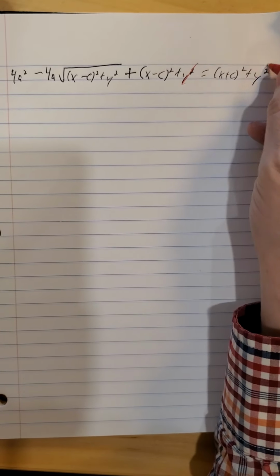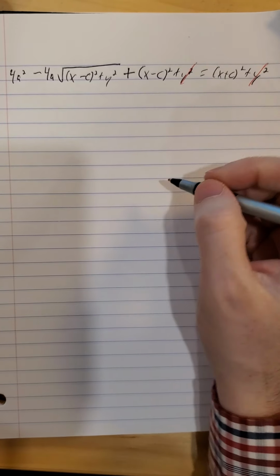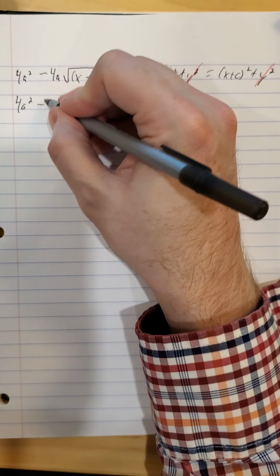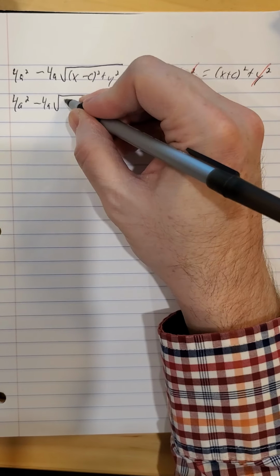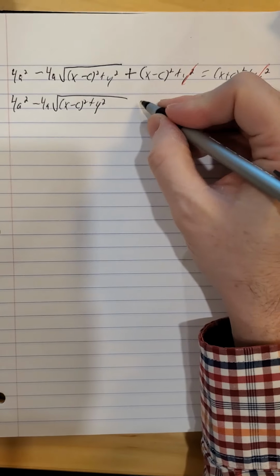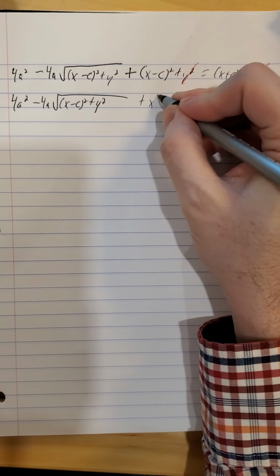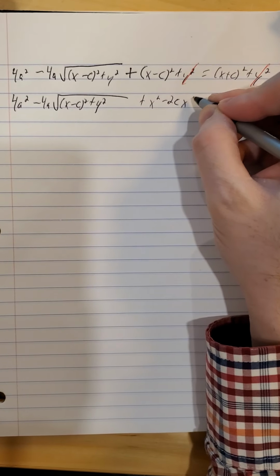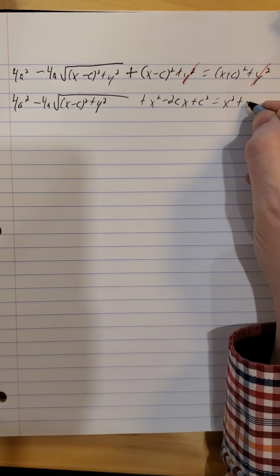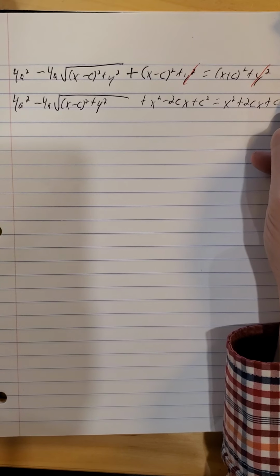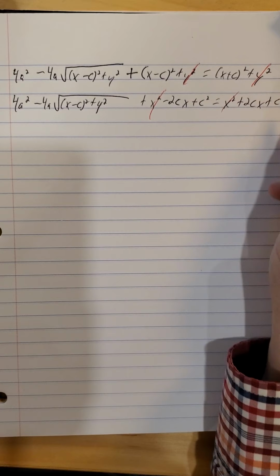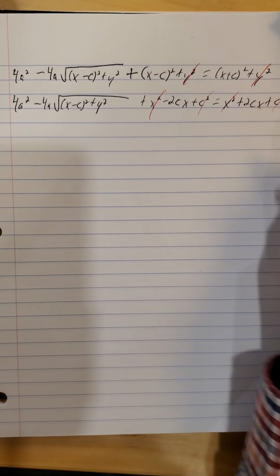Also, I notice I have a y squared on both sides. So we have 4a squared minus 4a times our square root, and let me go ahead and expand that. So x squared minus 2cx plus c squared, and expanding the other side, x squared plus 2cx plus c squared. We get some more cancellation: x squared and x squared, c squared and c squared.